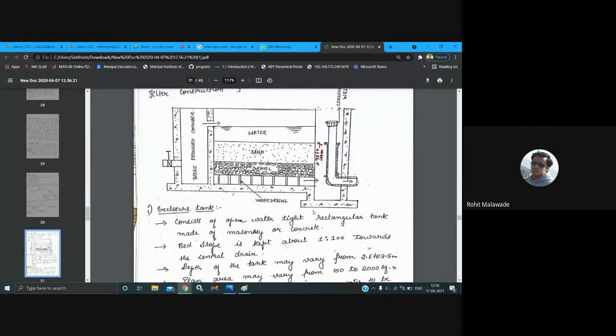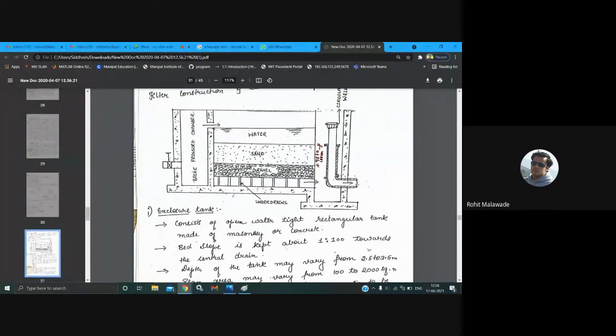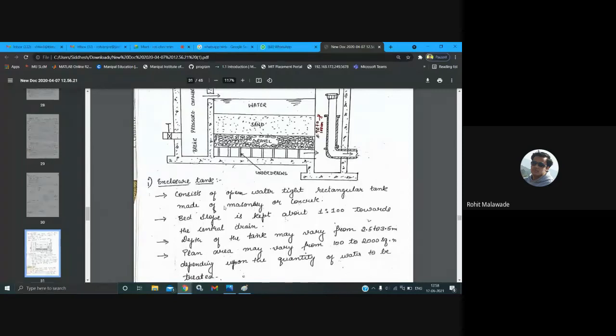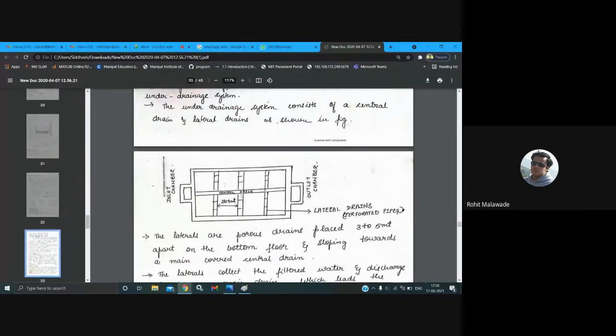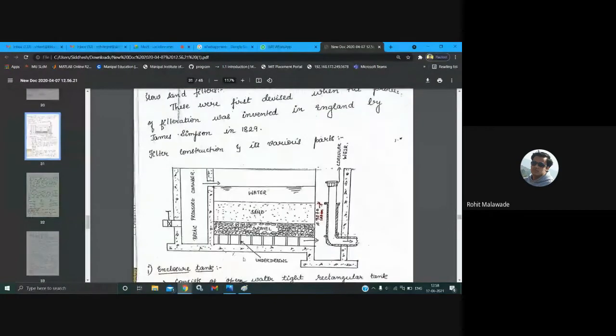Now, the bed, whatever you are going to see over here, is going to have a slope of around 1 in 100 towards the central drain. In further diagrams, we will see what the central drain is. This is how the water is going to get collected in the lateral drains. The pipes you see in the cross section, we call the lateral drains.